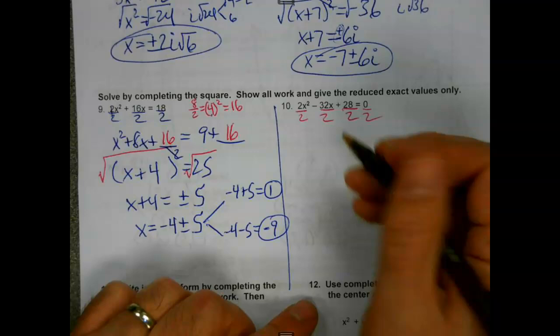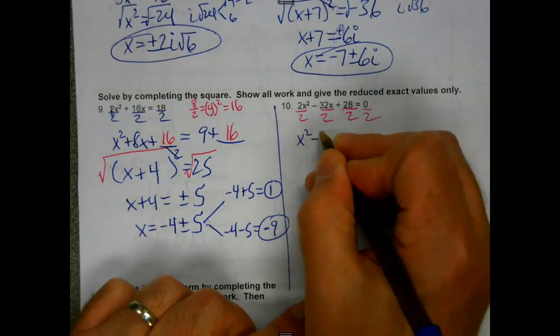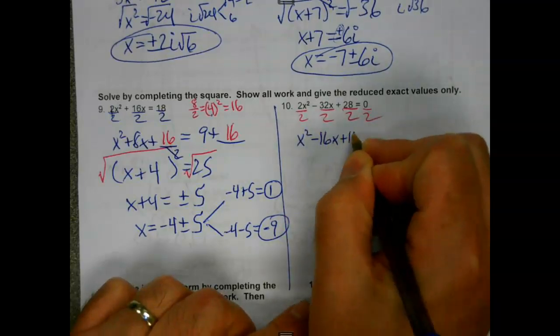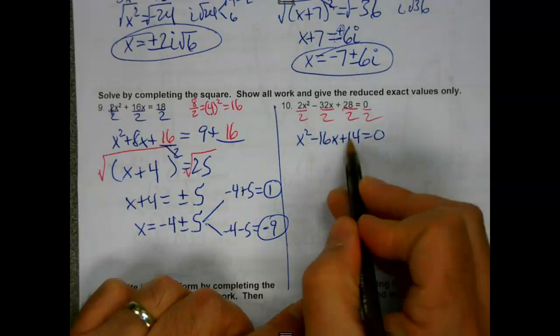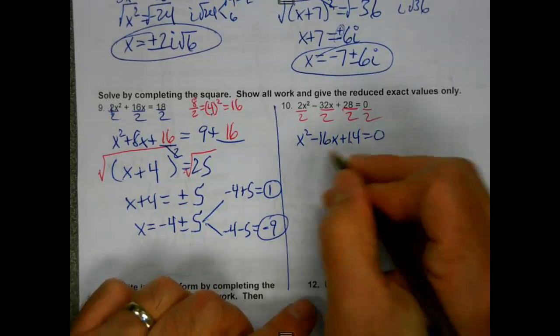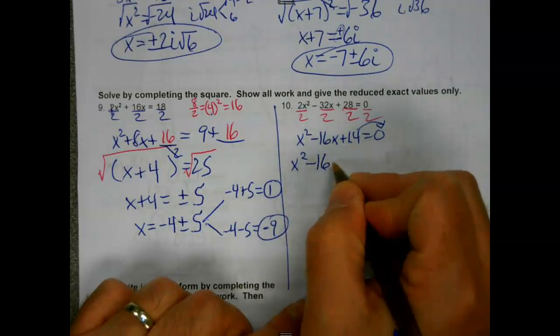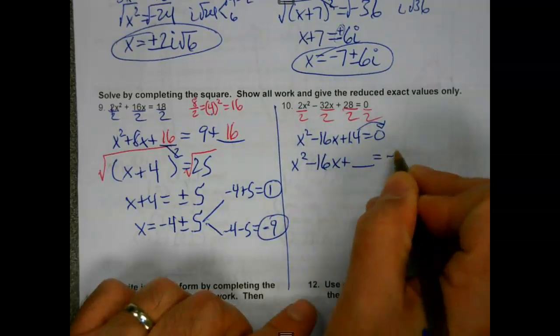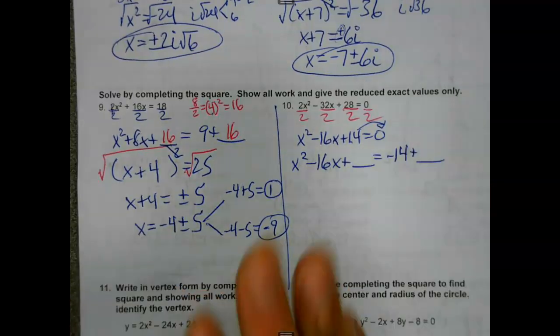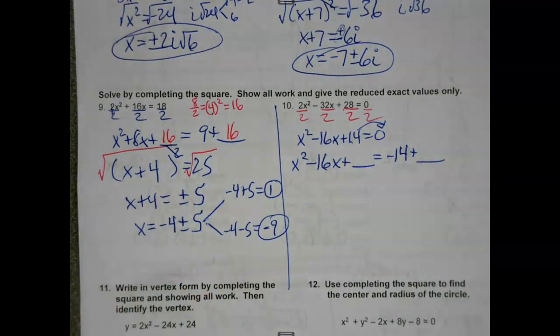Not that I really needed to divide the 2, but, you know, I didn't need to divide 0 by 2. That's all right. 14, you cannot hang out with the x's. You will be banished to the other side. Make sure you do an opposite to get it there. Whew.